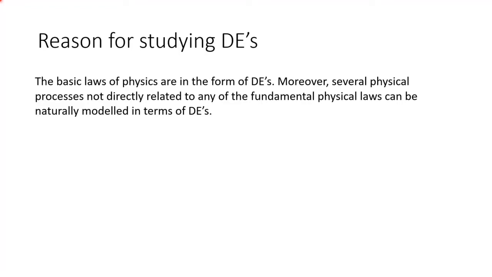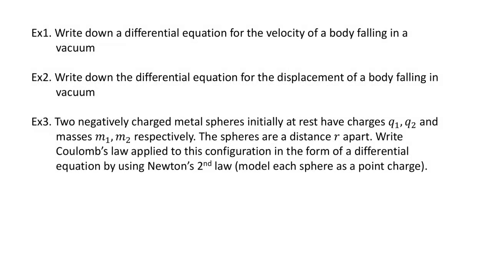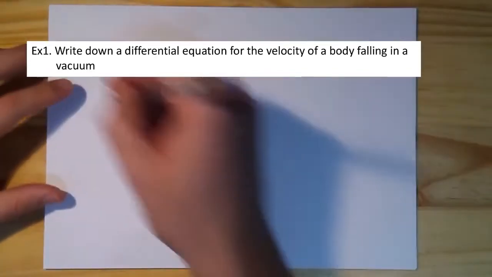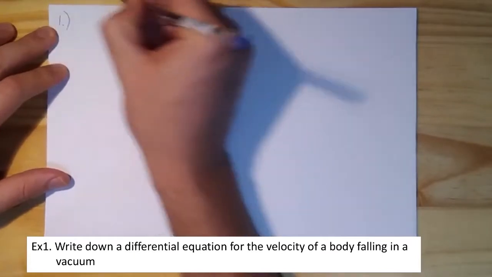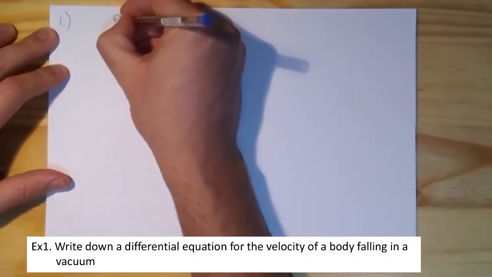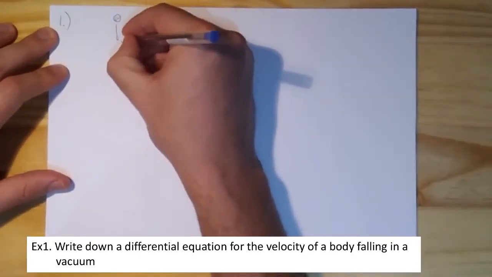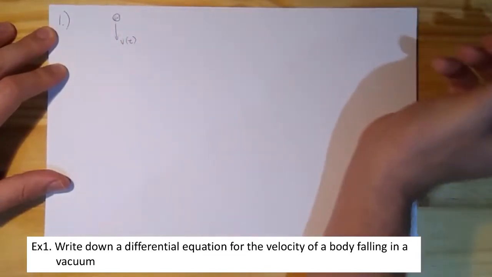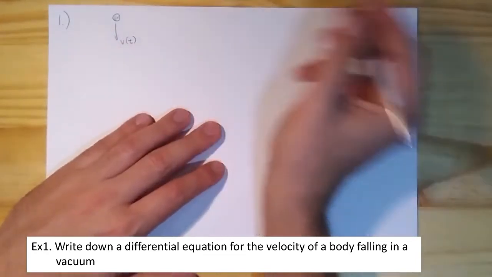But before we get to that, let's look at a couple of examples to see how differential equations come about in a very natural and direct manner. Okay, so exercise 1. Write down the differential equation for the velocity of a body falling in a vacuum. Okay, so presumably on Earth. So I've got my object falling with a certain velocity. Well, let's just, for purposes of this exercise, treat velocity as a scalar function.